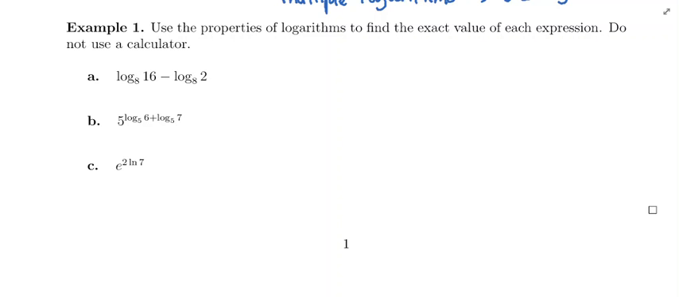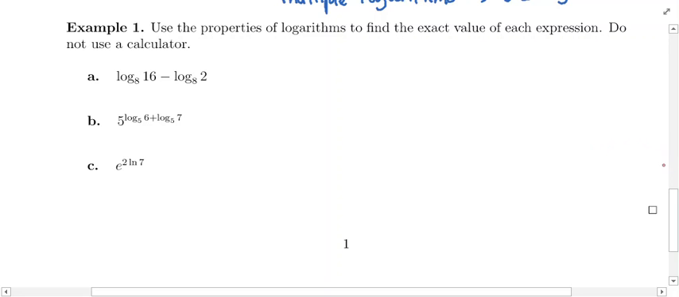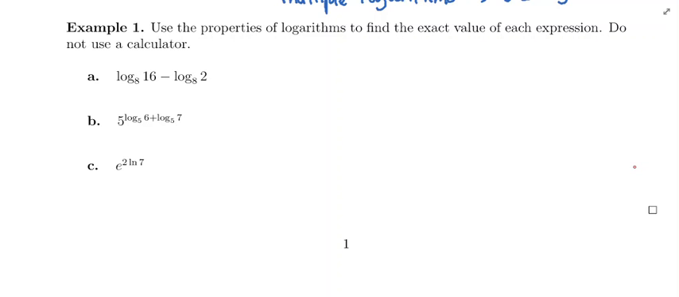You can just quickly scan parts A, B, and C. Each one involves a logarithm or one or more logarithms, and we're going to use the properties that we just learned above to come up with the exact value of each expression. So let's take a look at part A. We've got log base 8 of 16 minus log base 8 of 2.